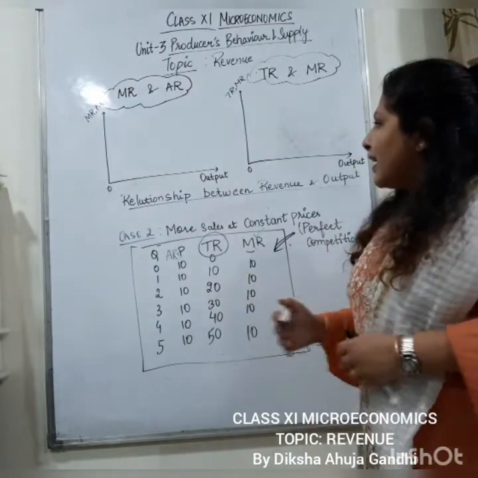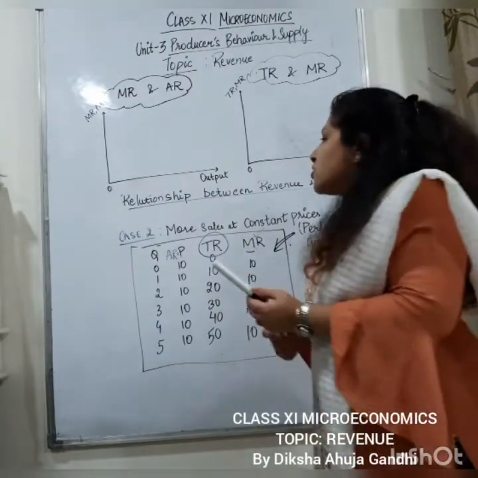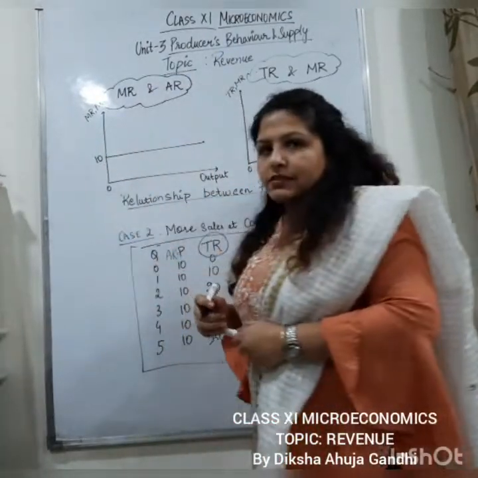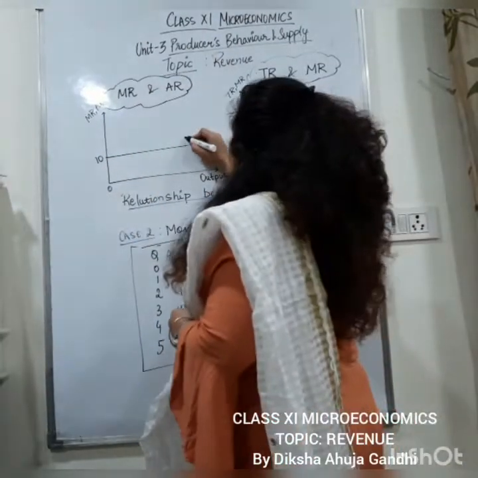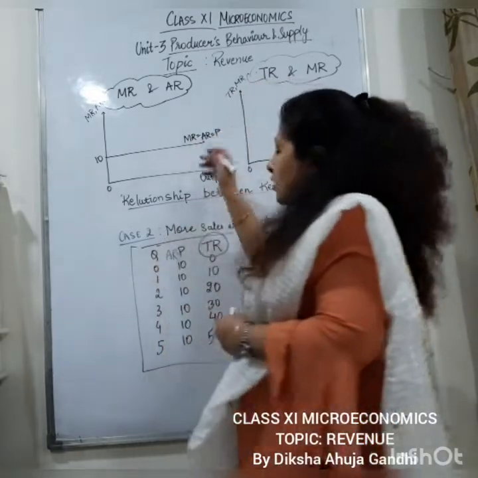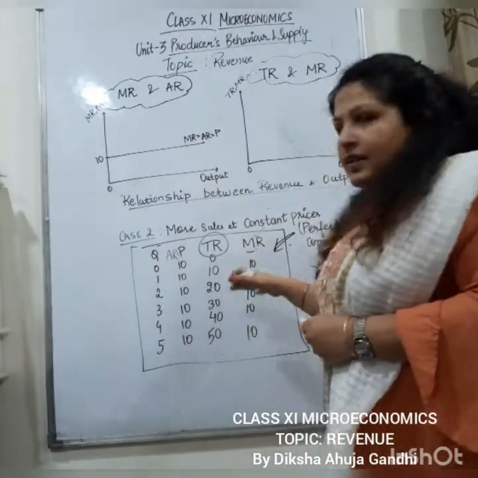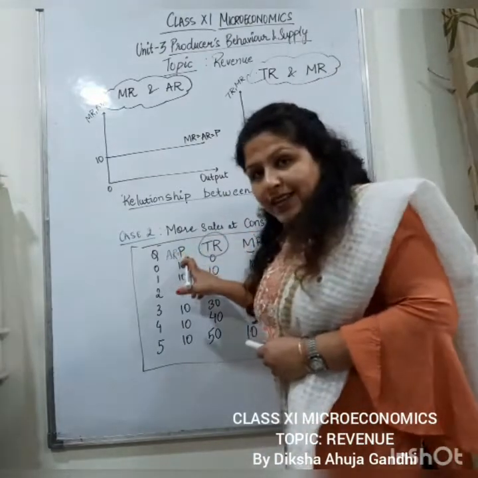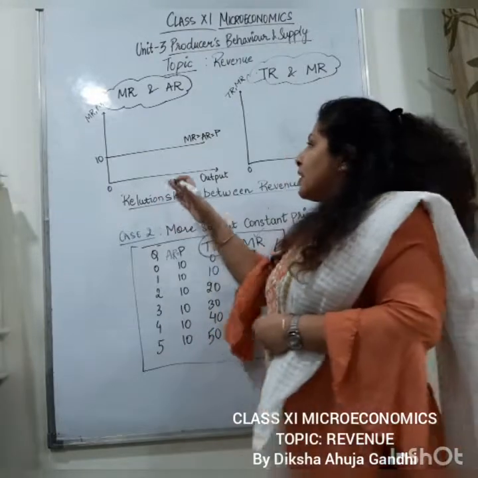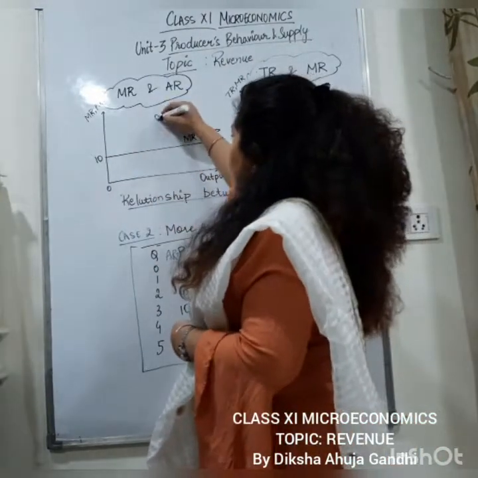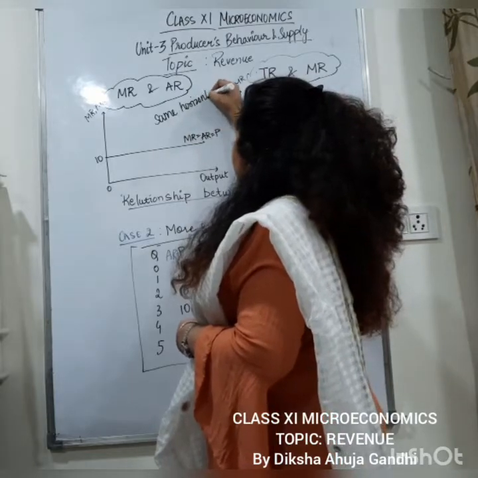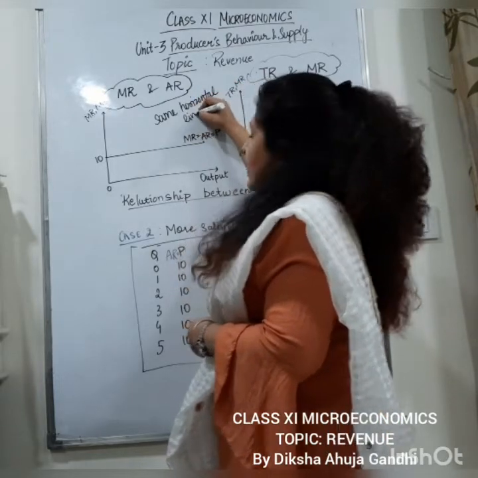So just guess the diagram for these two. Both are equal and not changing. Therefore, both will be represented by a horizontal straight line parallel to the x-axis. You can say MR is equal to AR is equal to price. So both are constant, right? Because price is constant, therefore AR and MR are constant. Therefore, both are represented by the same horizontal line parallel to the x-axis, right?